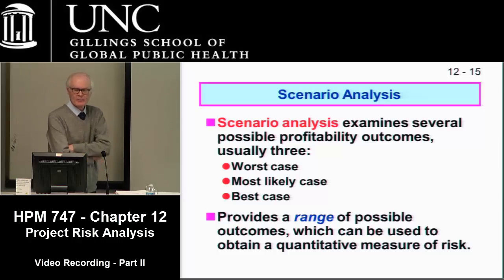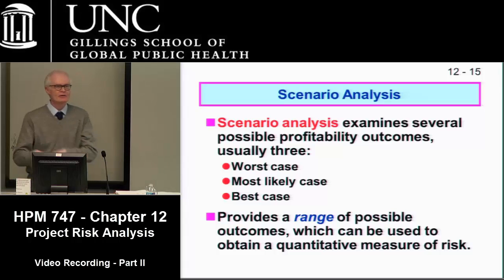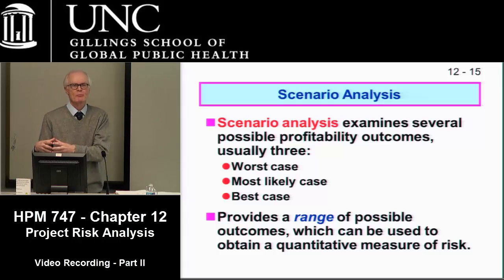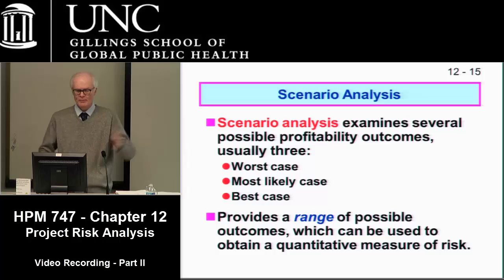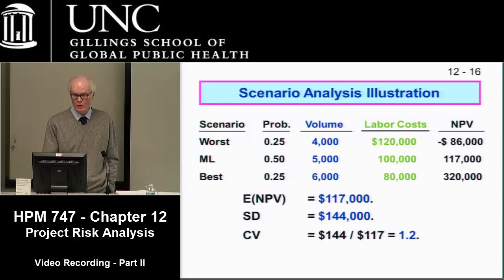And so in this method, essentially, managers are interested in knowing if everything bad happens, if everything that can go wrong with this project happens at the same time, what happens to the profitability of this project? On the other hand, if the stars align and everything good that can happen does in fact happen, what might be the best profitability under that circumstance? So it really provides a range of a maximum, a minimum, and a most likely kind of estimate. And again, you can use that to generate a quantitative measure of risk.